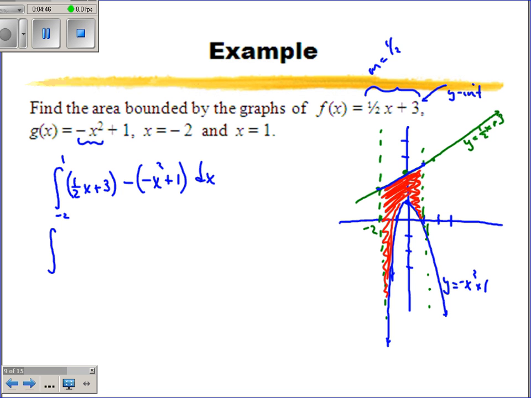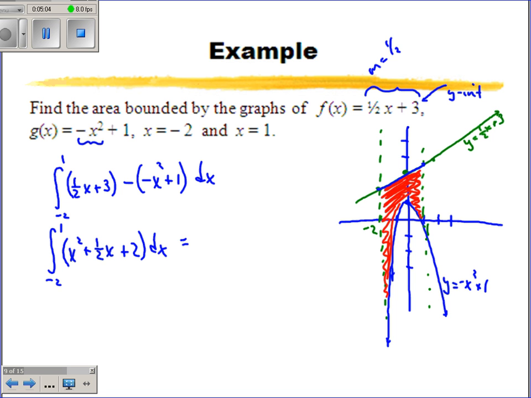I'll have a plus x squared, a minus 1. So when I simplify, I'll get x squared plus 1/2 x, and then I'll have the 3 minus that 1, so I'll have a plus 2. And we're going from minus 2 to 1. Okay, we still haven't integrated yet, which is just finding the antiderivative.